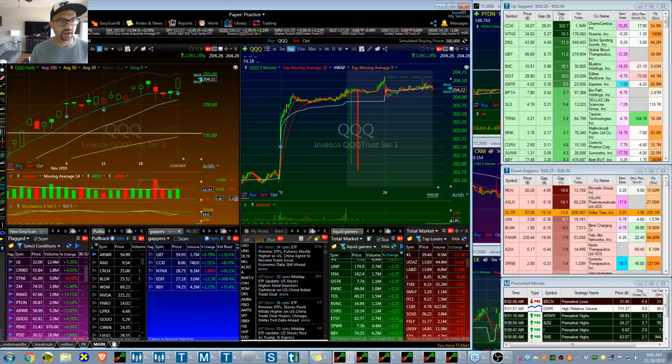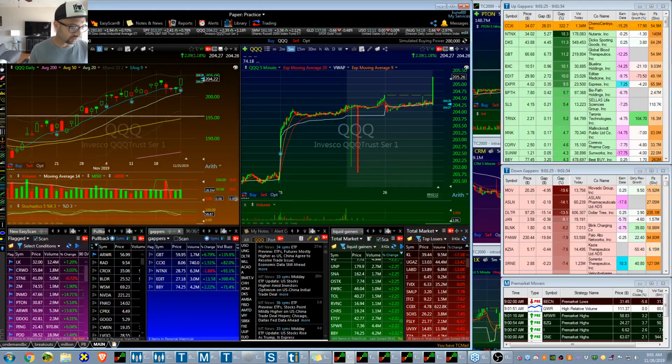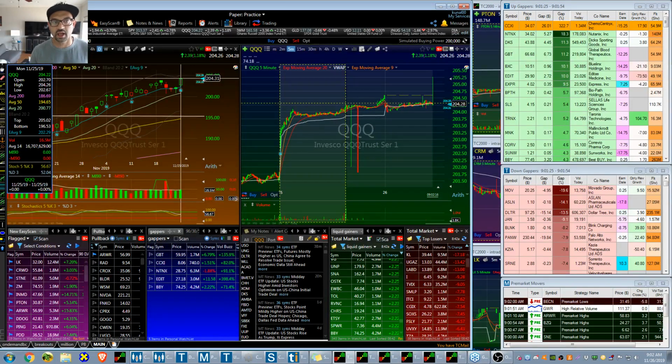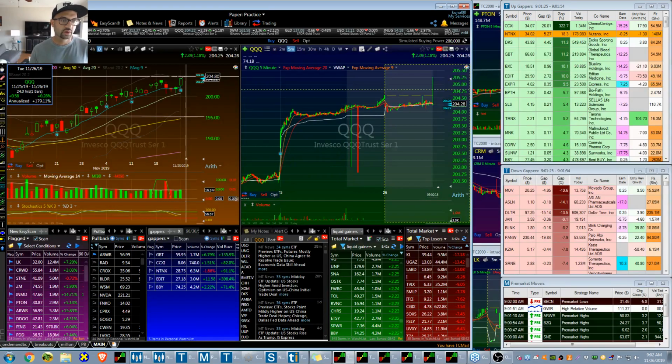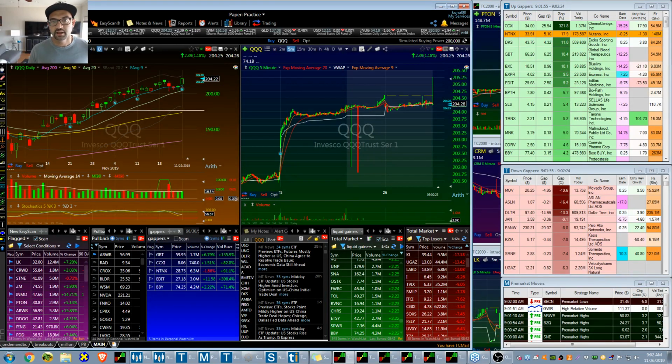Now we're busting out back to all-time highs. This is a very common pattern when you're thinking about general indexes. You'll dip down to the 20 and then pull right back up. This is what we call the dip and rip. You pull back to the 20, you remount the 9. Very powerful. We got a flat opening on the market today, which is awesome.